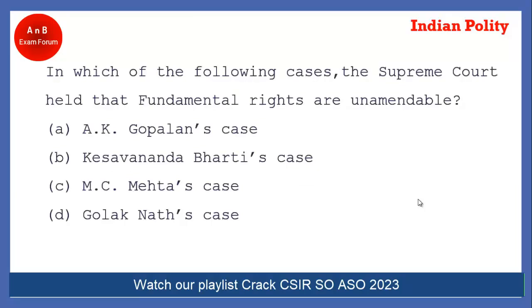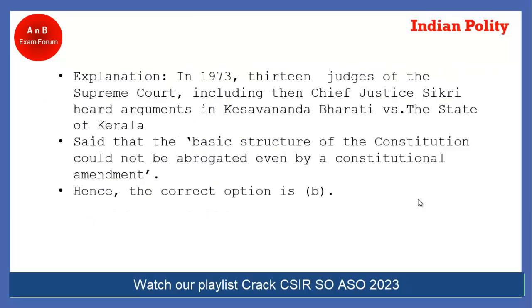Coming to the next question: in which of the cases did the Supreme Court hold that the fundamental rights are unamendable? It means fundamental rights cannot be changed. These are the four options. Option B, Kesavananda Bharati's case, which is versus the State of Kerala. In that, the Supreme Court held that the basic structure of the Constitution cannot be changed. So option B is the correct answer.